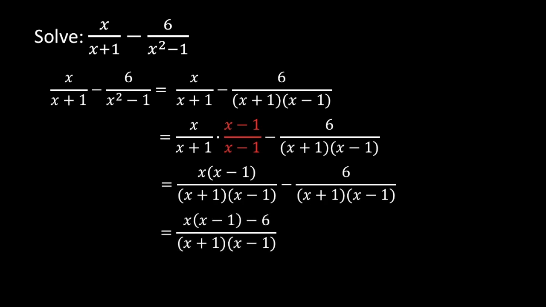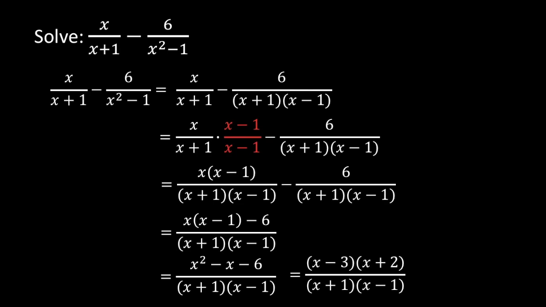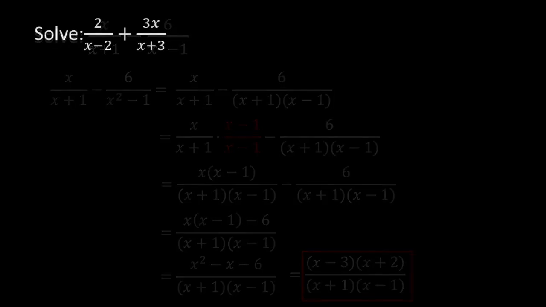Copying the same denominator and operating the numerator, we get x times x minus 1 minus 6 all over x plus 1 times x minus 1. We distribute x to x and 1 to get x squared minus x minus 6. We can factor out the numerator as x minus 3 times x plus 2, and we get this as our final answer. Let's try a similar problem.